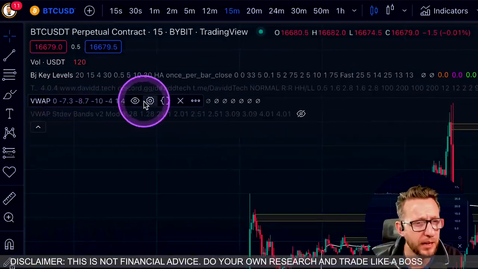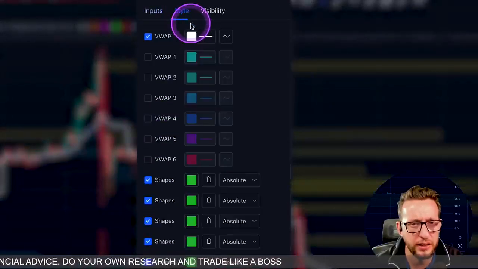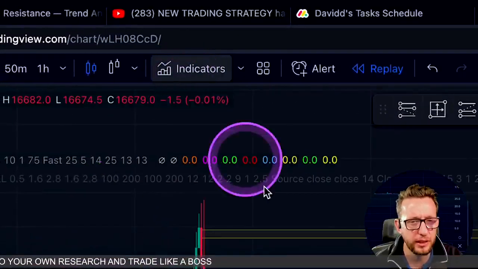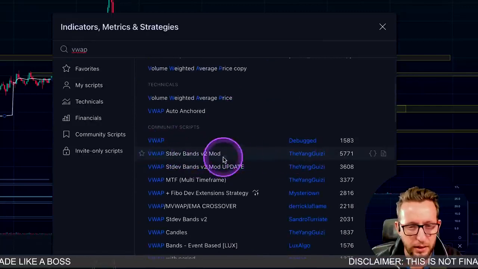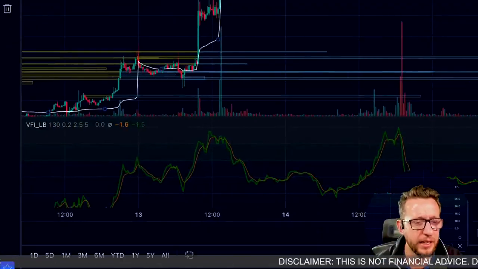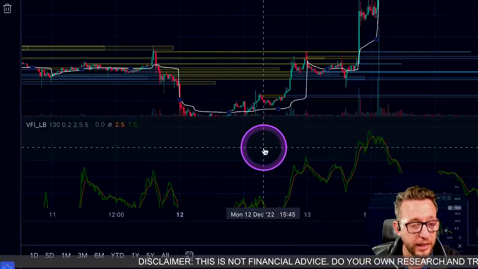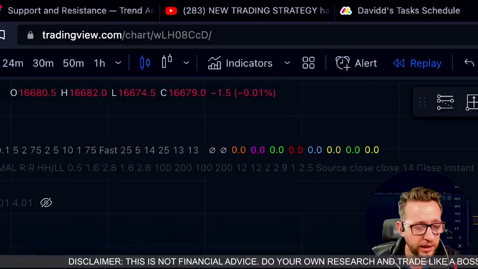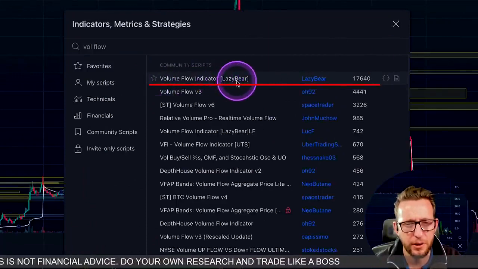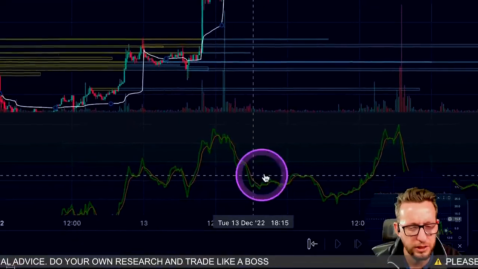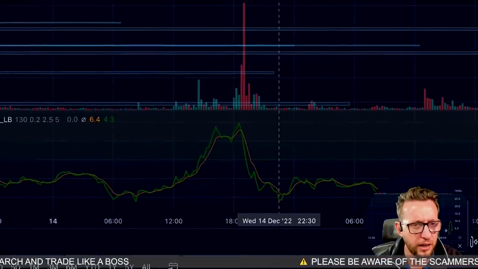I've added the VWAP. To add the VWAP, I've just removed all of these extra lines here and colors. To add this one, it was literally the VWAP, and it was this one here. Okay, so that one I've added here, and then I've added the volume flow. Now the volume flow gives us a bit of an idea of how volume is flowing in and out of the market. If I click up here, we can go to volume flow by Lazy Bear. This one here, volume flow indicator, that's giving us this green and orange line. Another one of my favorite indicators for volume. It is very, very good as far as I'm concerned.